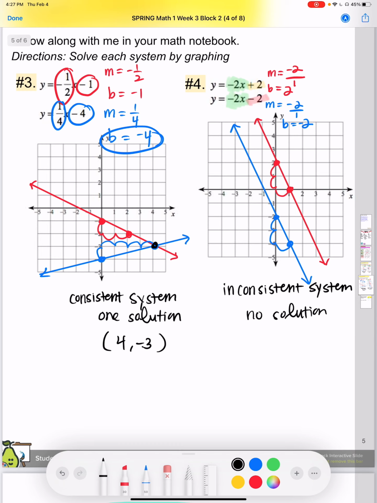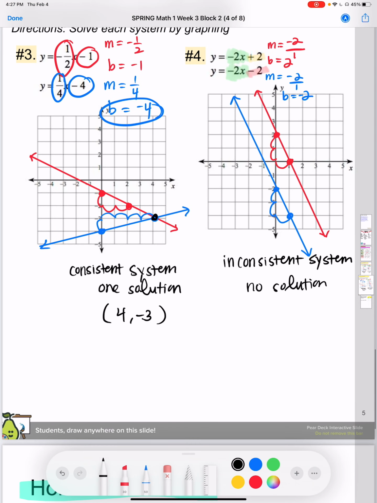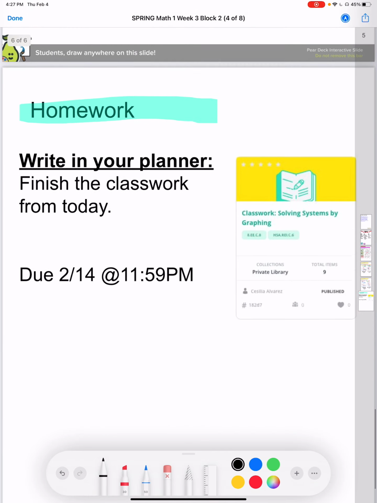Okay, so again, you could have a consistent system if they meet at least once. You can have an inconsistent system as well.